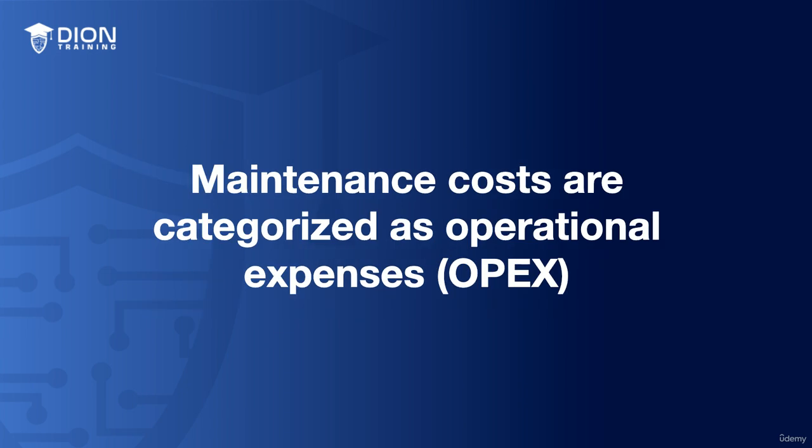Maintenance costs are categorized as operational expenses, or OPEX, as opposed to capital expenditure, or CAPEX. This means that the costs of maintenance are incurred on an ongoing basis rather than being a one-time expense. This can be beneficial for organizations as it allows them to spread the cost of maintenance over time rather than incurring a large upfront expense.